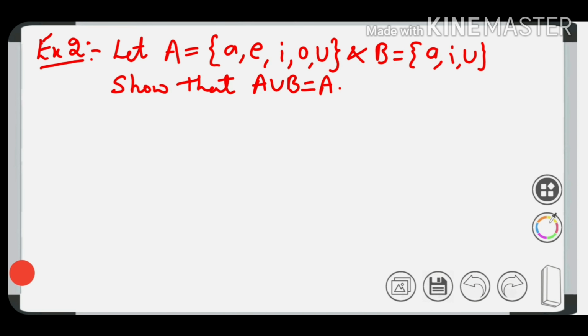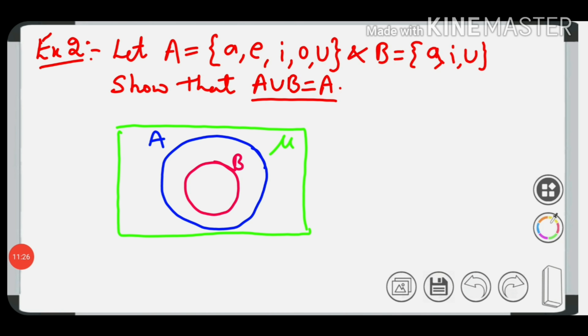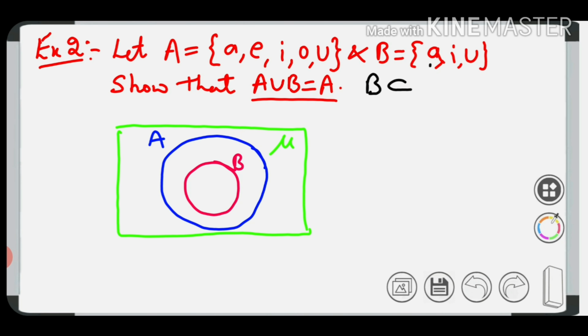Let A is equal to {a, e, i, o, u} and B is equal to {a, i, u}. Show that A union B is equal to A. First we will do this by using the Venn diagram, then after that by the problem. If you observe that a, e, i, o, u are the A set elements and B is equal to a comma i comma u. So a, i, u are in A also. Therefore here clearly we observe that B is a subset of A. So we have to draw circle B inside A.